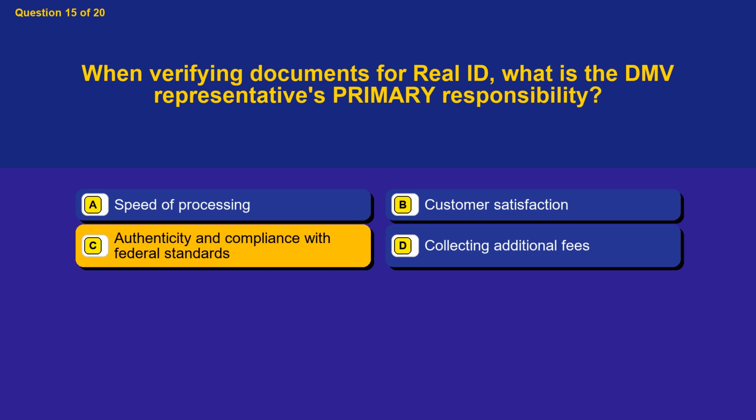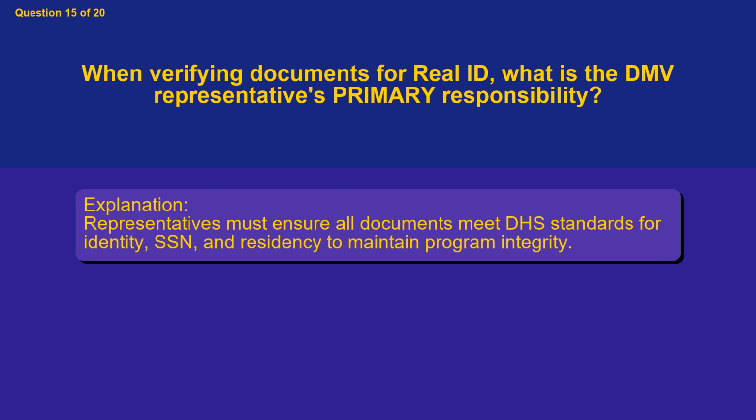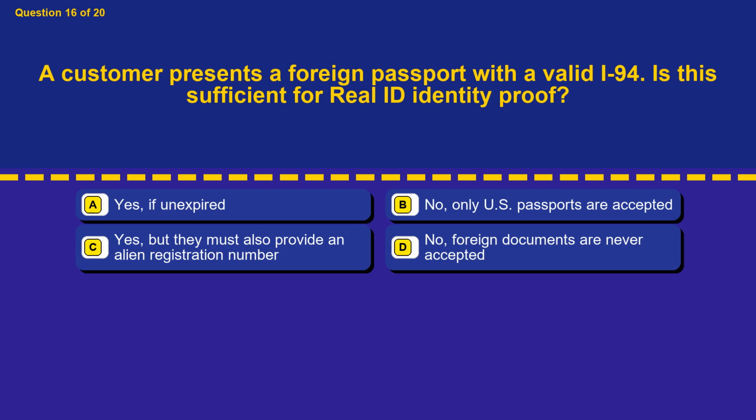The correct answer is option C, authenticity and compliance with federal standards. Representatives must ensure all documents meet DHS standards for identity, SSN, and residency to maintain program integrity. Question 16. A customer presents a foreign passport with a valid I-94. Is this sufficient for Real ID identity proof?